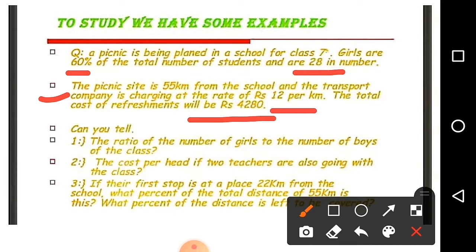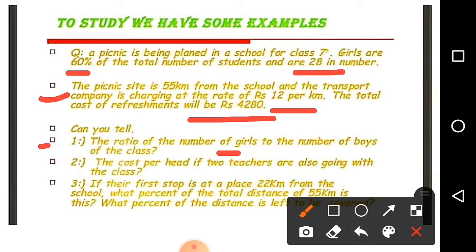Next, the question is, can you tell, first one, the ratio of the number of girls to the number of boys of the class. So first we will find out the ratio of girls and boys. Girls is written first, so we will take the number of girls first, and the number of boys will go below in the denominator.